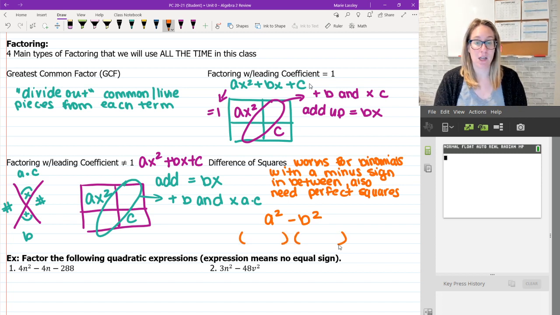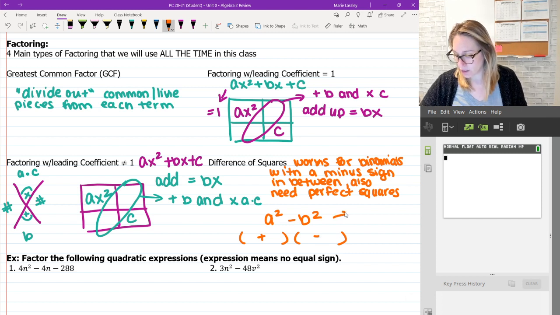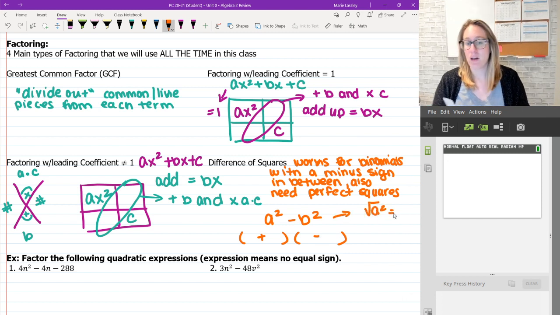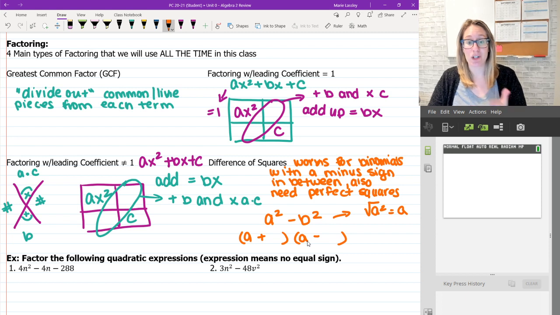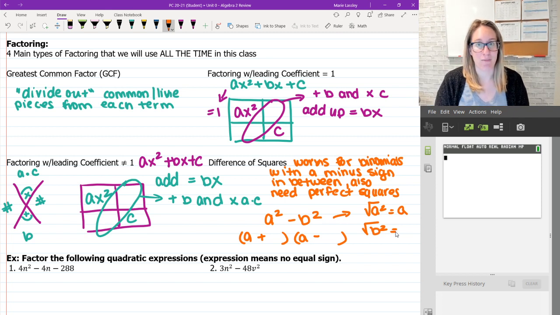We're gonna make two. One parentheses will get a plus in between, the other one will get a minus in between them. To fill the other pieces, all we do is take the square root of each of our terms. What is the square root of a squared? Well, the square root of a squared is just a. That's gonna go in the front. And then to get our second piece, we take the square root of b squared, and the square root of b squared is b. So we just put a b right there. That's all you have to do.